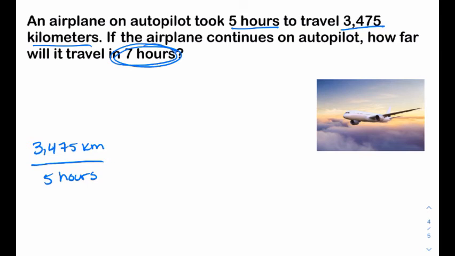So let's first find how far it travels in 1 hour. Well, to get from 5 hours to 1 hour, we're going to divide by 5. So let's do the same thing on the top. 3,475 divided by 5 is 695. So we know that the airplane travels 695 kilometers per hour. But the question asks for 7 hours. So let's work our way back up.